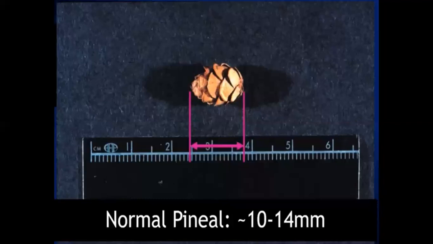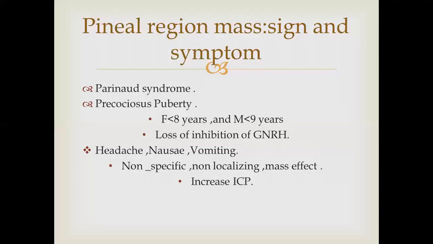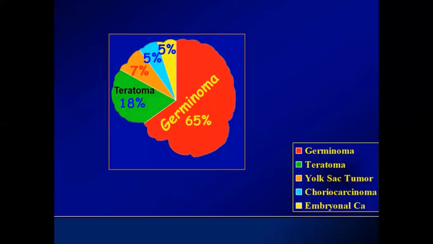Normal pineal gland diameter in sagittal section is about 10 to 14 millimeters. Pineal region masses, signs and symptoms: they cause Parinaud syndrome, as we said previously, and cause precocious puberty, loss of inhibition of gonadotrophin hormone secretion, and cause non-specific, non-localizing mass effect like headache, nausea, and vomiting.